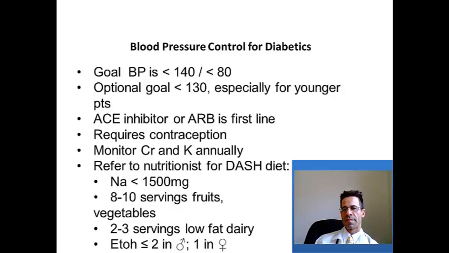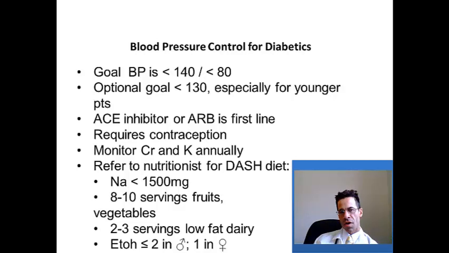ACE inhibitors typically end with pril, like captopril, benazepril, lisinopril. ARBs typically end with tan: losartan, candesartan, olmesartan.